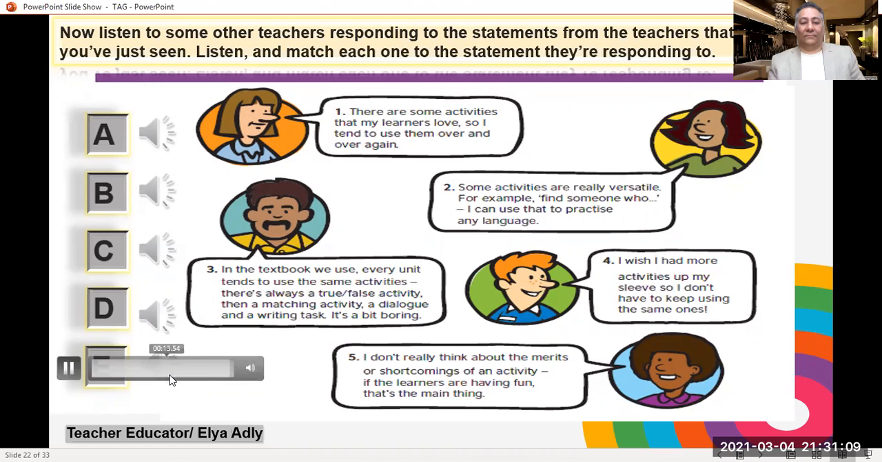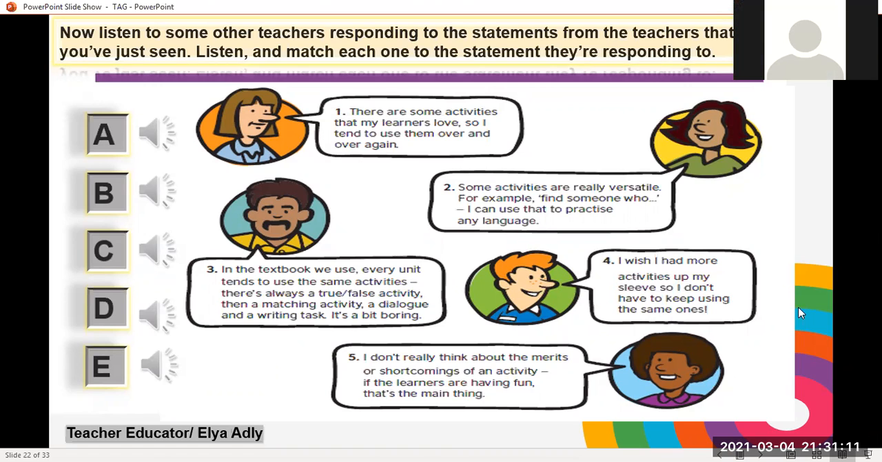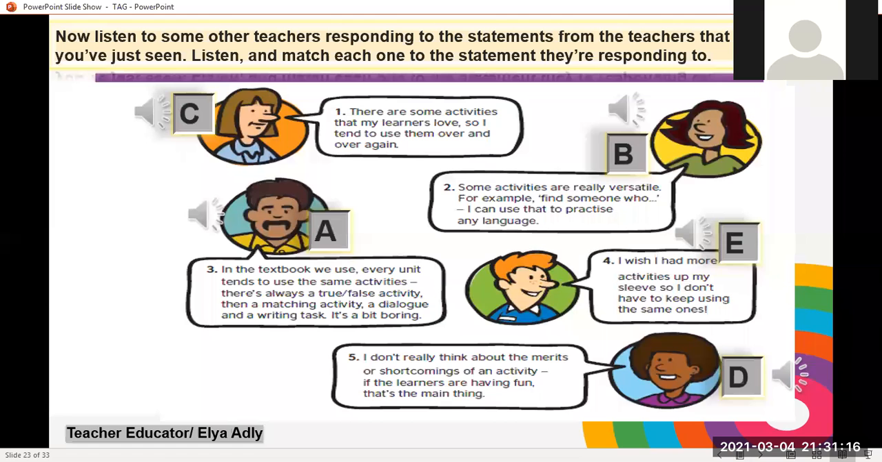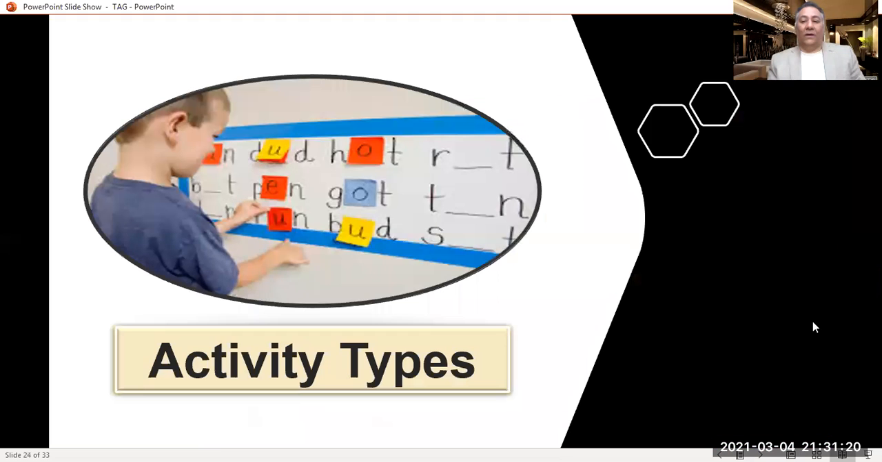And of course, this one is 4. Okay, let's move to another section. It's the activity types. Now we are going to talk about the activity types.